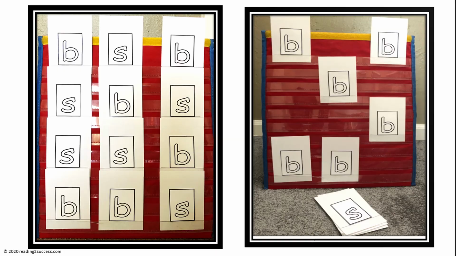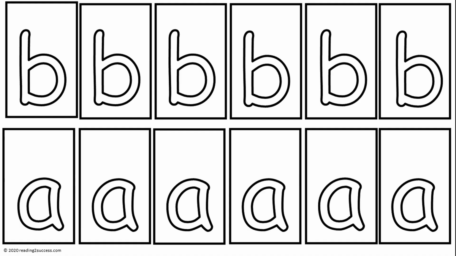This is another fun sorting activity using a pocket chart, but you can place the cards on the floor or on a table and have kids leave only the B cards or the B sounding cards in the pocket chart and take all the others away. This is the template I used for the sorting activity. I cut out the letters and then I pasted them onto index cards.